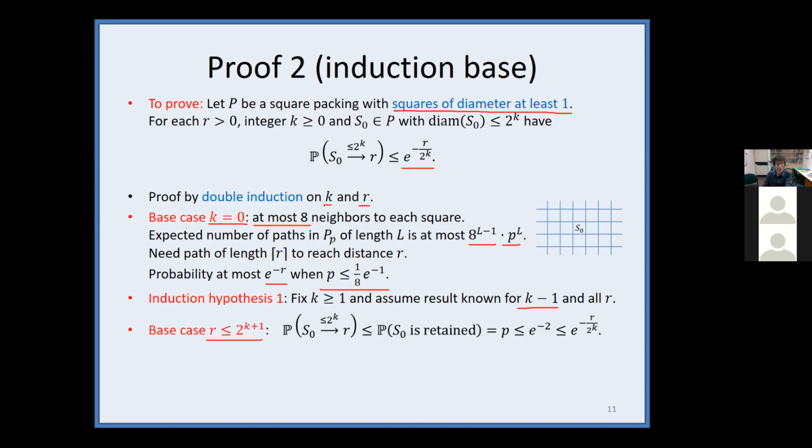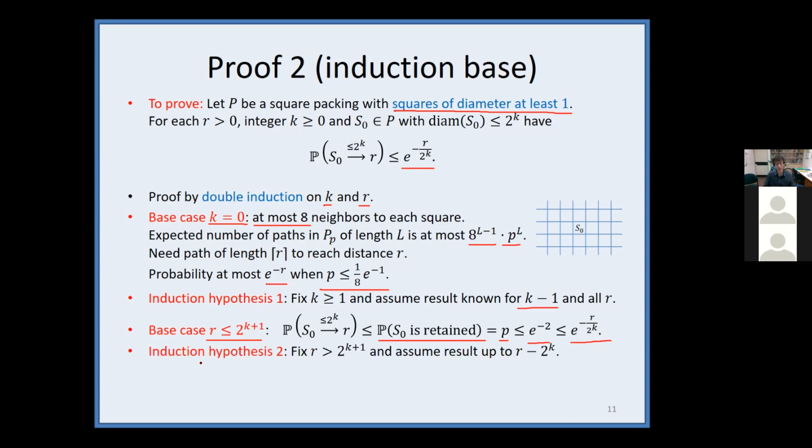Another base case is when r is small. If r is at most, say, 2 to the k plus 1, then what's written here is that the probability to connect should be at most e to the minus 2. And here I use a very simple trick. The chance that you're connected to distance r is at most the chance that the initial square S0 is retained. That also has a chance p, no matter how it later connects. So if you take p to be less than e to the minus 2, then you satisfy the induction hypothesis, in the case r less than or equal to 2 to the k plus 1.